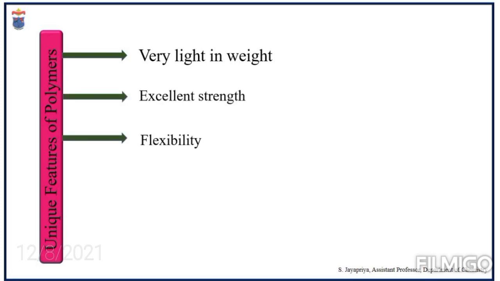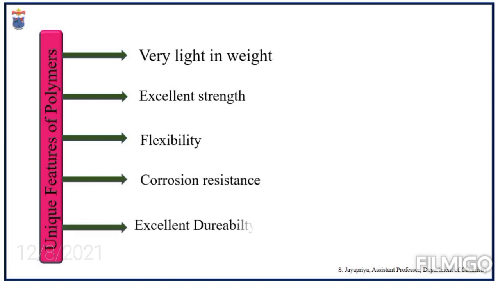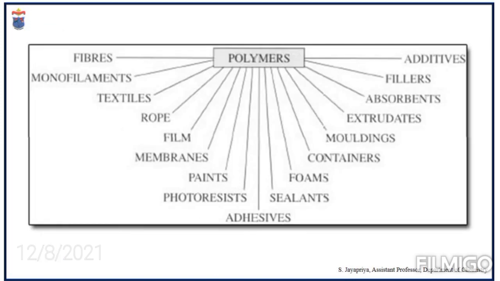Now we are going to discuss the properties of polymers. Polymers have many unique properties compared to other materials like metals, ceramics, etc. Let us see some properties of polymers. The important properties: it is very light in weight, with excellent strength, flexibility, corrosion resistance and excellent durability. Due to this behavior, we use polymers in many ways like fibers, monofilaments, textiles, rope, film, foams, moldings, fillers, additives and many other applications.